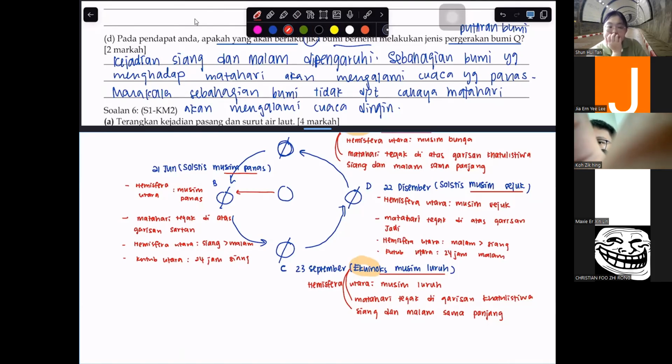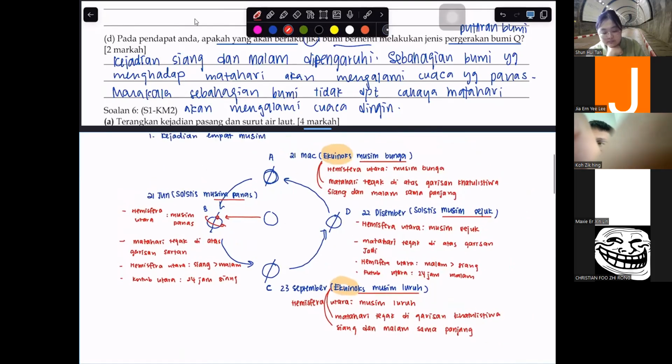Okay. Now, reason why 24 jam siang? Because the North Pole is here. No matter how they turn, they will still receive a lot of sunlight. All right, because remember, your Earth is slanted. Now, this one is the key. If they ask you selatan, then be careful. Selatan, everything opposite.